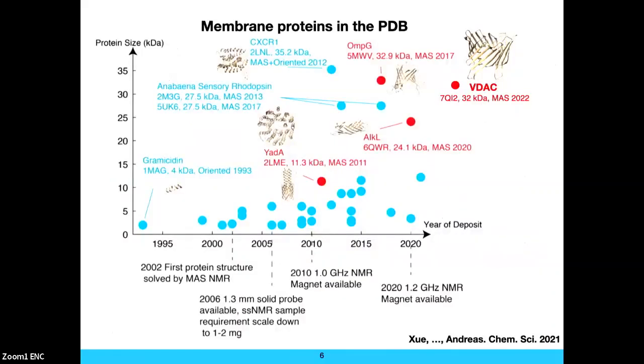This slide just shows the progress over the years in this area of structure determination. In blue here are helical proteins, and in red some beta barrels. And you see the initial pioneering work of oriented samples represented in the many helical proteins that have been solved, and more recently moving towards larger and larger proteins, such that these days we can reach sizes around 30 kilodalton and determine global structures.